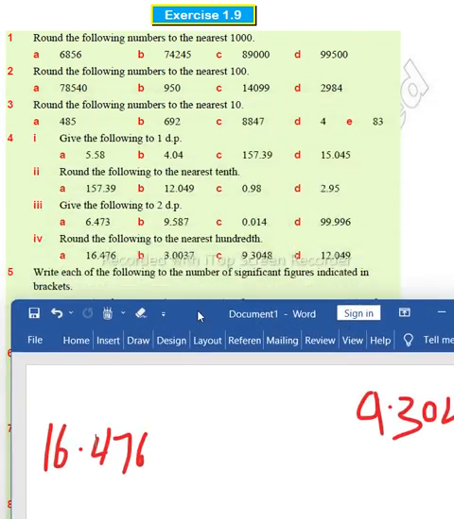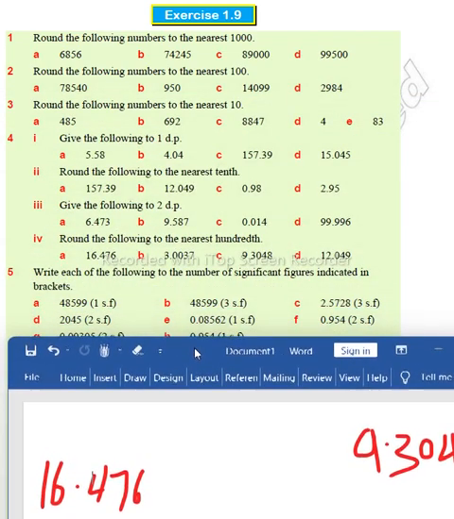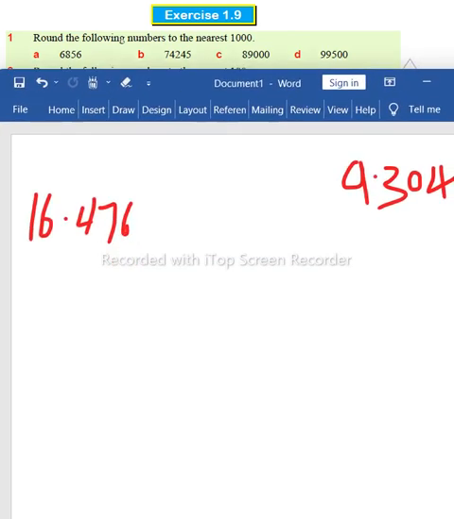So we have here the nearest to 100. So this is 10 and this is 100. As we said before, this is house number 1, 10, 100. So we see this 7, and the nearest of 7 is 6. 6 is greater than 5, so we add 1 to the 7, and we have here 16.48.